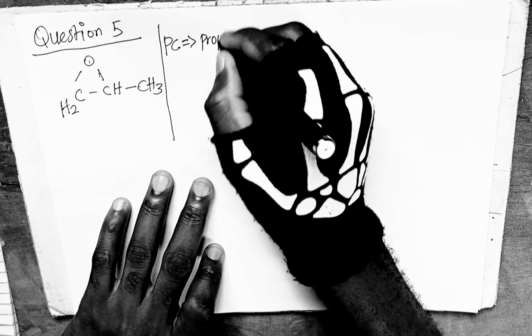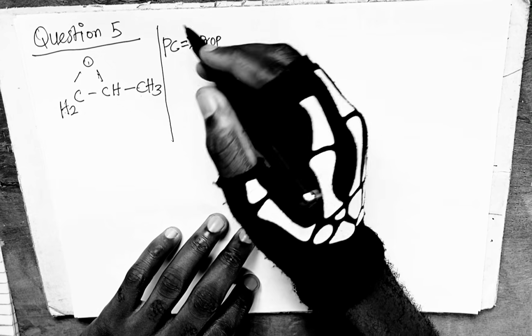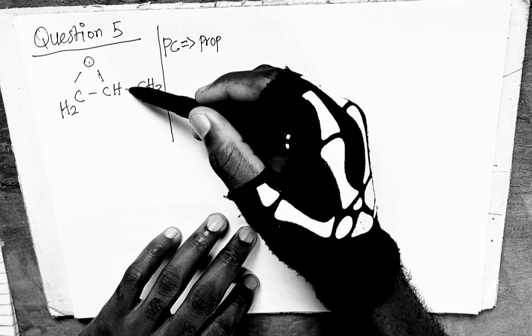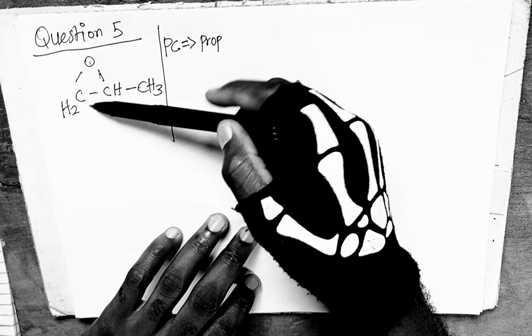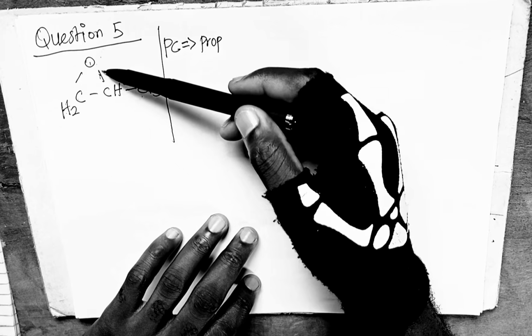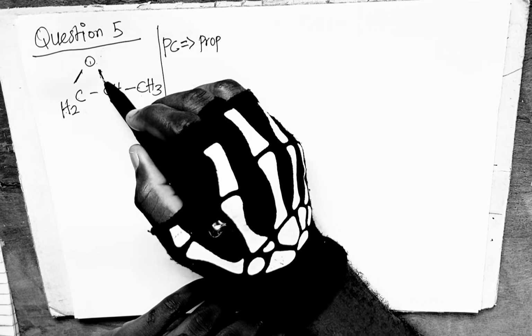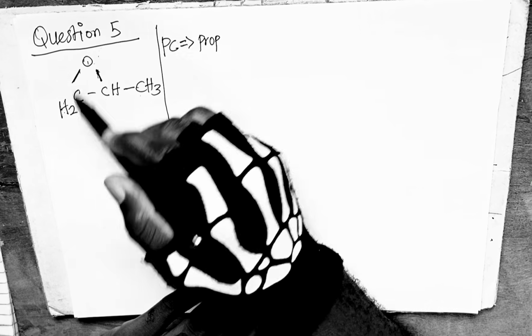Prop. So the next thing to do is find the suffix, which is the ending. What is the functional group? Do we have any functional group here? No, we don't have any functional group here. This one resembles an alkanol, but it is not. It's a substituent, not a functional group.